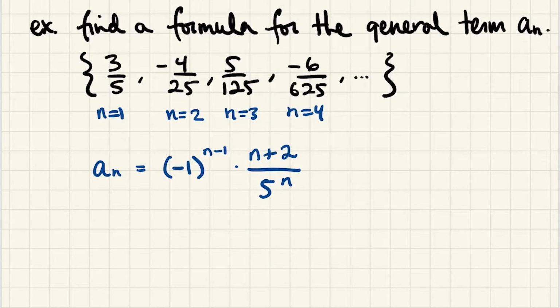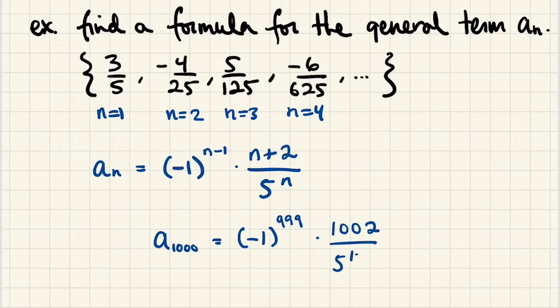So now if I asked you, what is the 1,000th term? We could see, well, it's negative 1 to the 999, which is going to be negative 1, times 1002 divided by 5 to the 1000. So this will be negative 1002 divided by 5 to the 1000, which is whatever the hell that is.